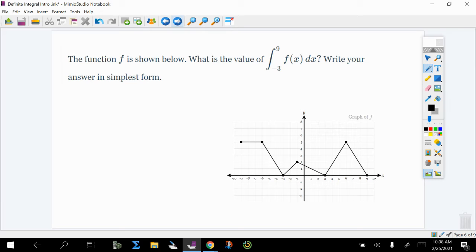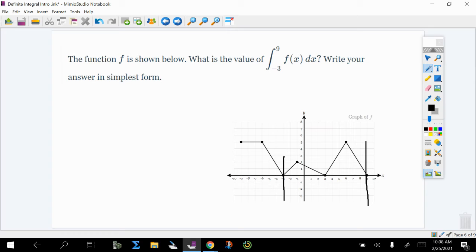So this particular one is a definite integral from -3 to 9. I really, really think it is helpful to actually write that out. So -3 is here and 9 is here, and it wants you to find the integral from those values. So we're going to have to find area.